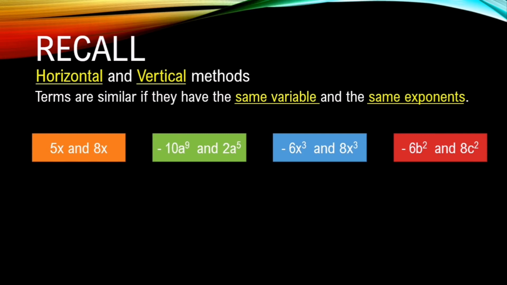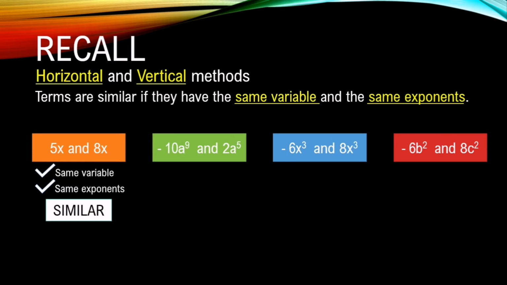Let's find out. In 5x and 8x, do we have variables in each term? Yes, we have. Then, are the variables the same? Yes, they have the same variable, and that is x. Are their exponents the same? Yes, they have the same exponents. So therefore, we can say that 5x and 8x are similar terms. So let's move to the green one.